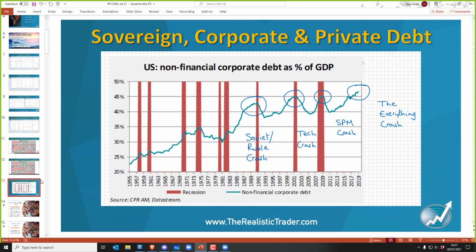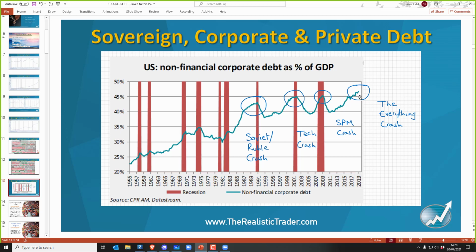Then again, look at non-financial corporate debt. Non-financial means any corporate which is not a bank or a financial institution, so just general companies. Their corporate debt is just growing and growing and growing. And so yeah, we really are getting into the everything crash, and it could be anything that sparks it.